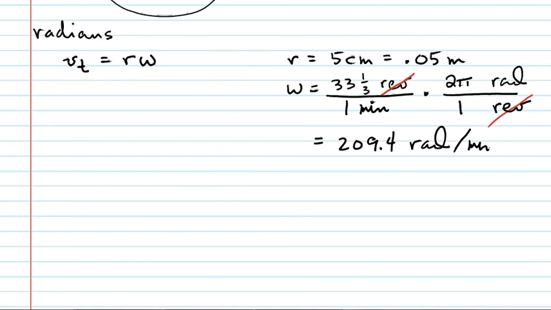radians per minute. And then the v_t, the linear velocity or linear speed, will be 0.05 times 209.4, which is just about 10.5 meters per minute.